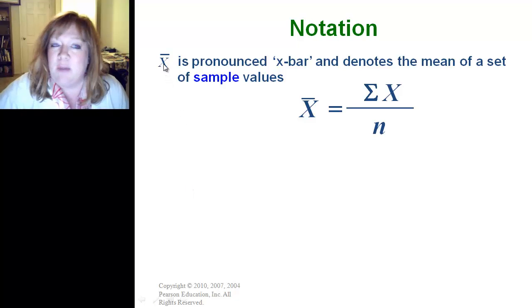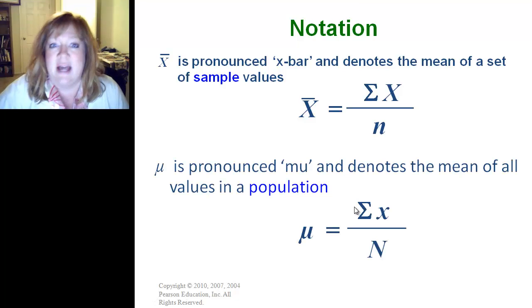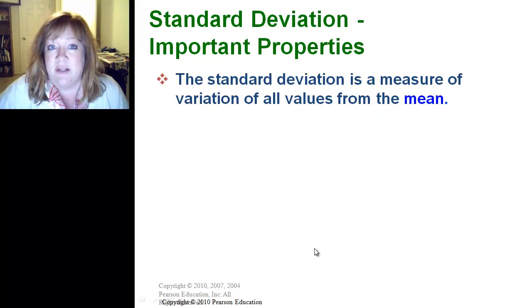Now the X with the bar on top of it, pronounced X bar, denotes the mean of the set of sample values. And the mean is if you add up all the data items and divide by the number of data items. So add up all the numbers and divide by the number of numbers. I want to make sure that you understand that notation. It'll make things a lot easier. The mu is just like the mean, and I think we don't use it very often, but it is also a way to denote the mean.